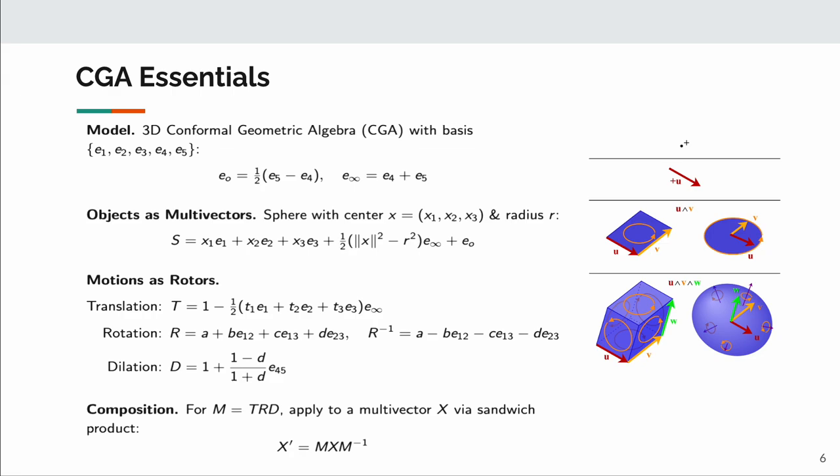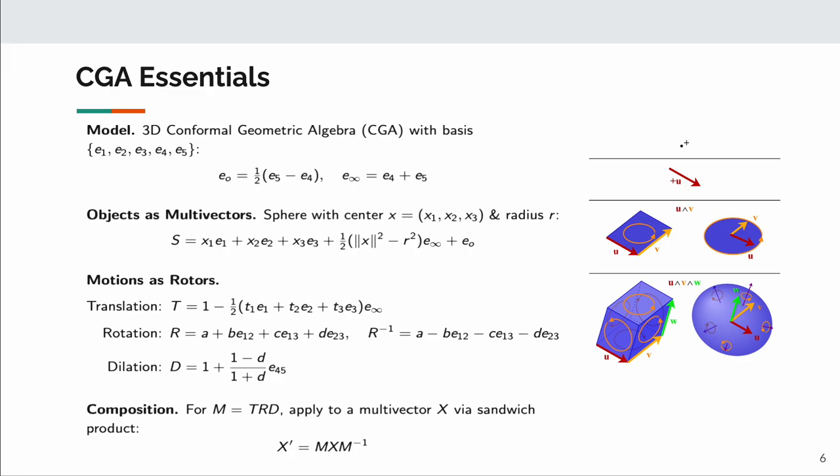Here is a quick overview of CGA. CGA extends 3D space with two extra basis vectors that let us represent not just points, but also lines, planes, and spheres in one unified algebraic form. A point or a sphere becomes a multivector. You can see the expression here combining position and radius. This unified form is what allows geometric operations to remain algebraically consistent.